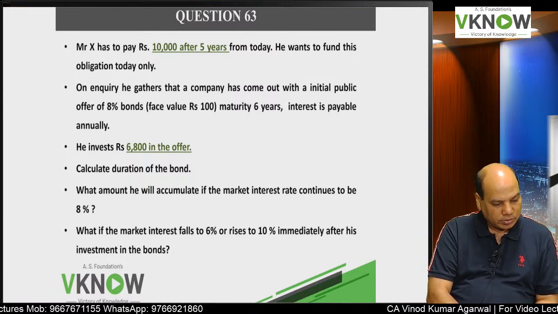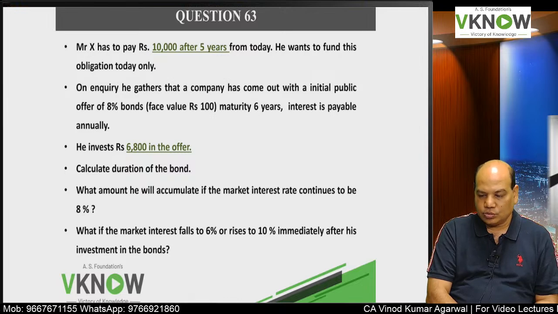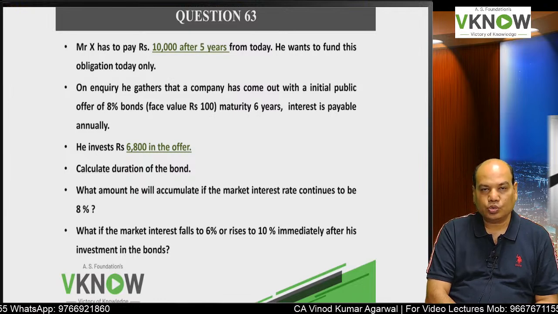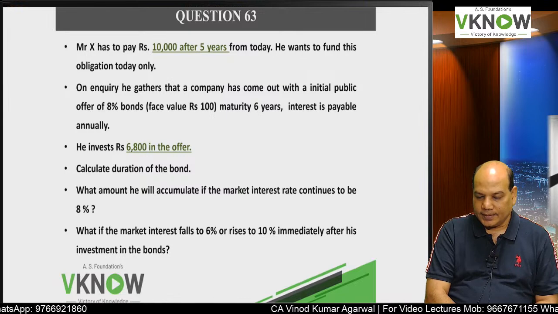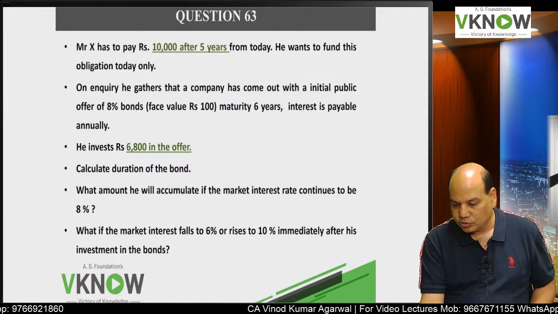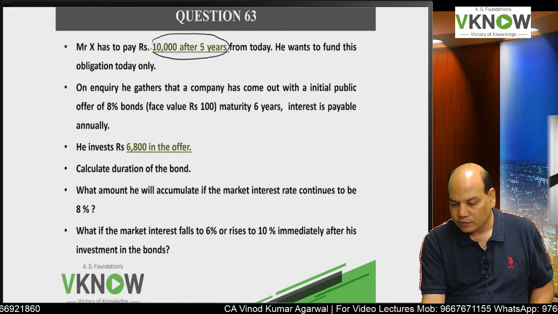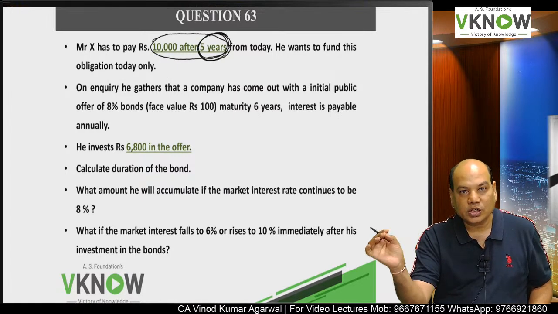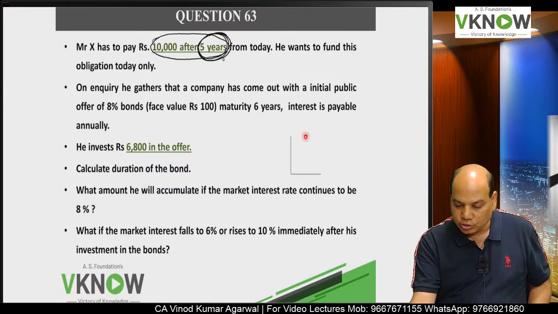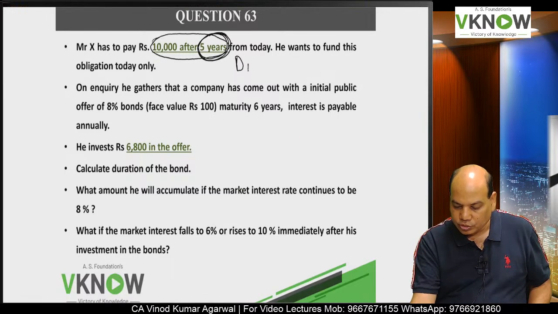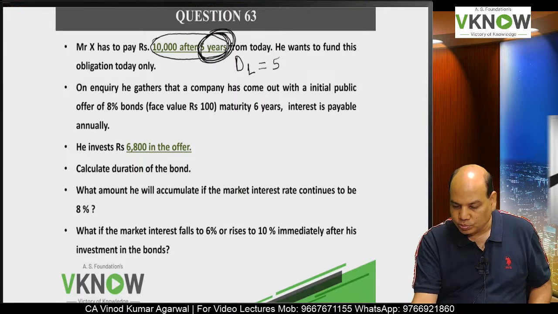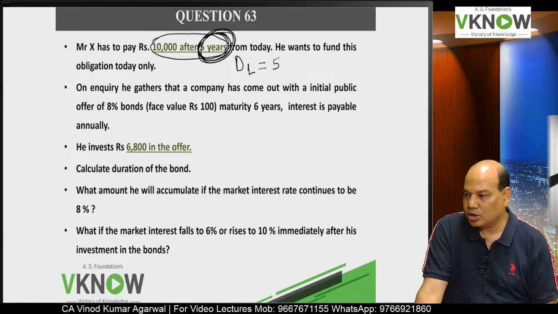Can you see 63 number printed below? Mr. X has to pay rupees 10,000 after 5 years from today. He wants to fund this obligation today only. So this fellow has to pay 10,000 after 5 years. So he has a liability to pay 10,000 after 5 years. So this is the duration of liability. Duration of liability is 5 years because he has an obligation to pay 10,000 after 5 years.